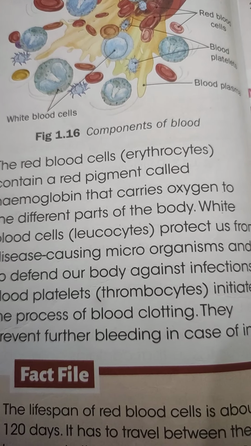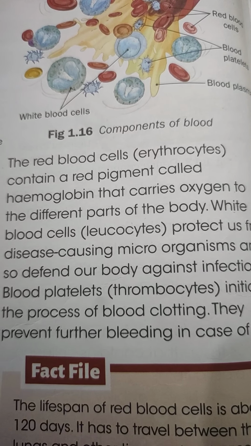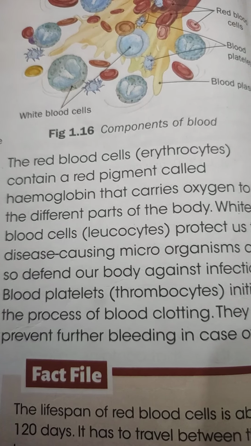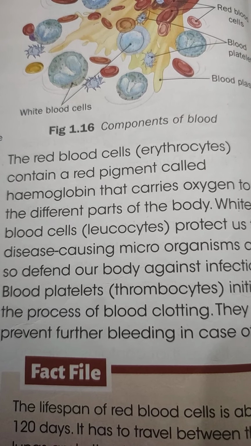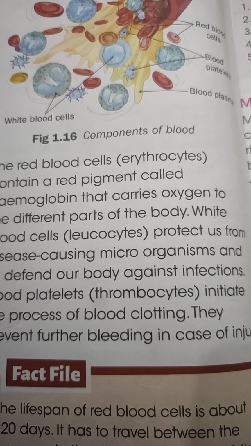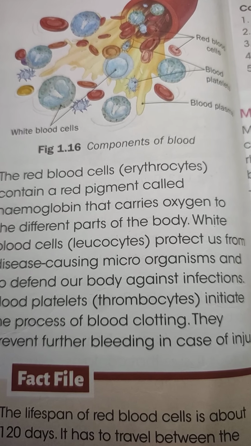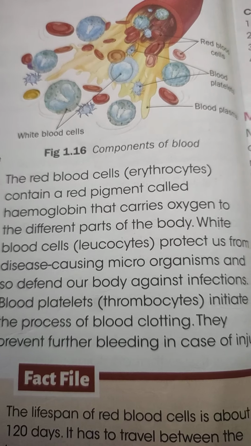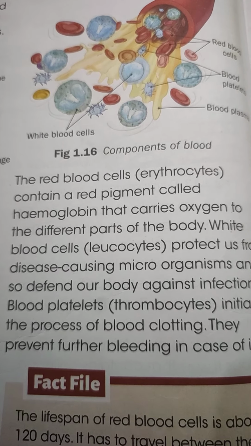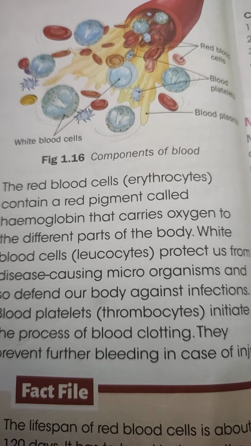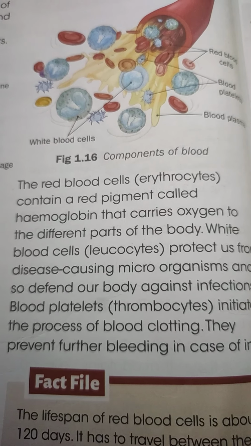So hemoglobin that's present in the red blood cell carries oxygen to the different parts of the body, and from every cell carries carbon dioxide to the lungs. White blood cells, they are leukocytes, and their function is to protect us from disease causing microorganisms, and so they are actually defending us from the diseases or the infection.